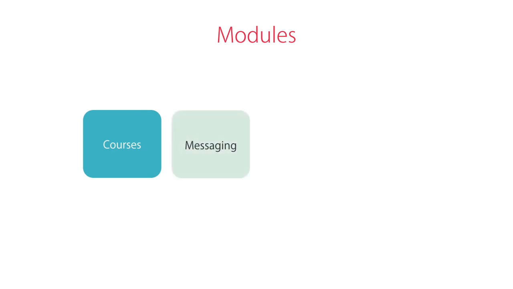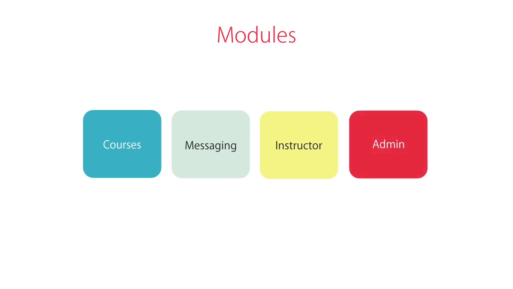So in our Udemy example, we can potentially have modules like course module, which includes all the components for displaying courses. We can potentially have another module like messaging module, which includes a bunch of components for the area of the website where you can send private messages to your instructors. We can have an instructor module, which includes the components for instructors' dashboard that you don't see, and potentially admin module, which is the area of the Udemy website managed by the Udemy staff.